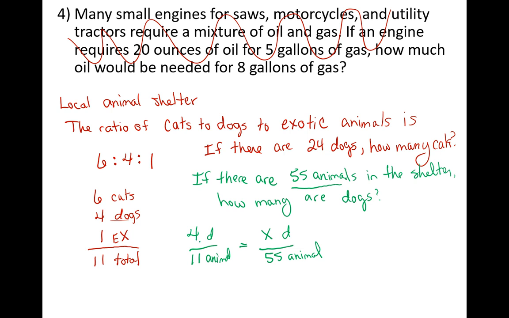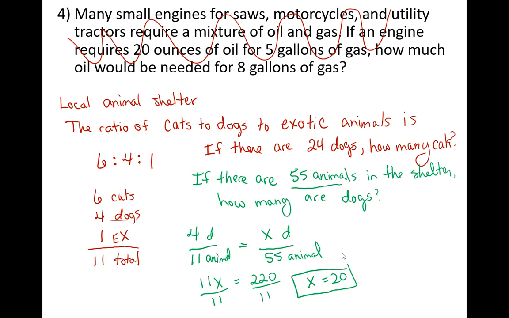Again, we cross multiply. 11x, 4 times 55 is 220. Divide by 11, and we get x equals 20. So if there's 55 animals in the shelter, we would expect 20 of them to be dogs.